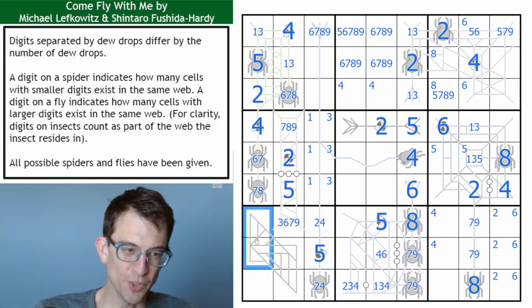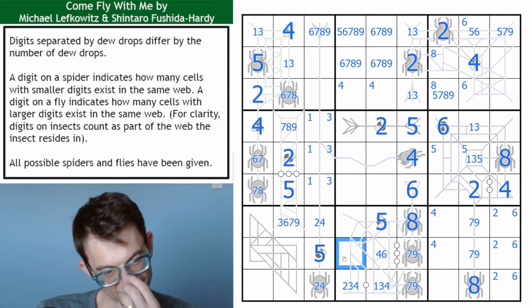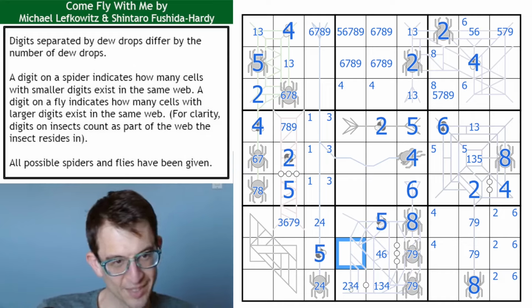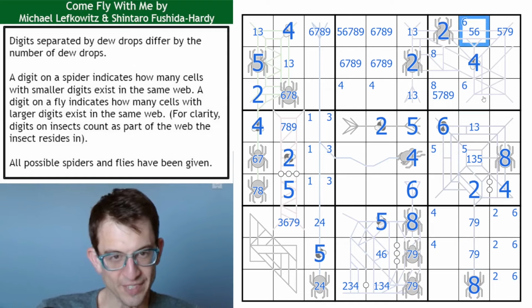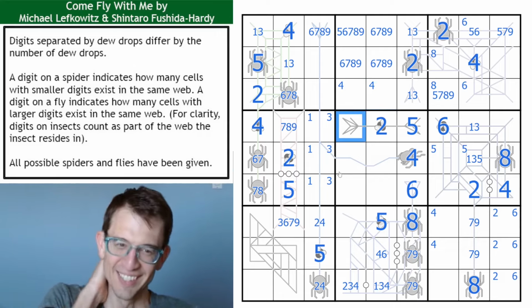Well, I guess there's no 3 here. Oh, no, that's not true. 3 would put a 1 on the web. That would be fine, actually. No. I don't know what I'm doing. So 2, 4, 7, 9, 1, 3, 5, 6. This is all of those choices. What am I not seeing?